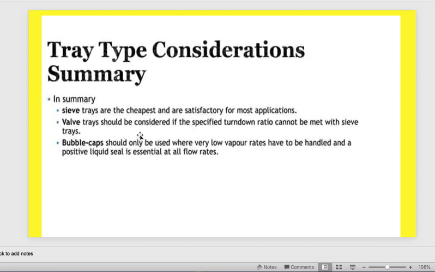Tray type consideration summary. As we said, sieve trays are cheapest and are satisfactory for most applications. Valve trays should be considered if the specified turndown ratio cannot be met with the sieve tray. And the bubble cap should only be used where very low rates have to be handled and positive liquid seal is essential at the flow rate.